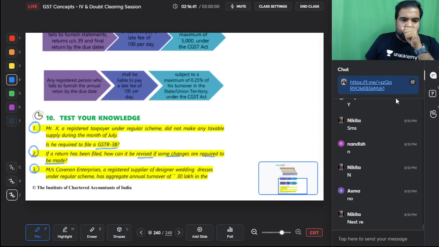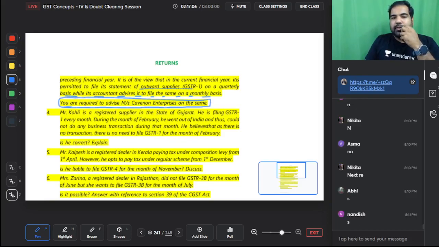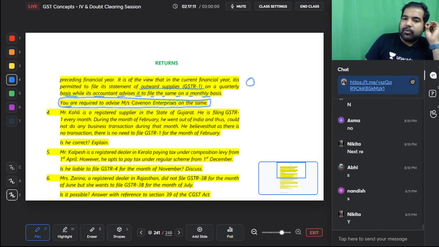Next, there's Cavron Enterprises, a supplier of dresses under the regular scheme, with an aggregate turnover of 30 lakh in the previous year. It is of the view that in the current financial year it's permitted to file its statement of outward supplies on a quarterly basis, while the accountant advises it to file on a monthly basis. Can Cavron file on a quarterly basis? Yes, up to 5 crore of turnover. You are now eligible for the QRMP scheme, so you can file quarterly return.